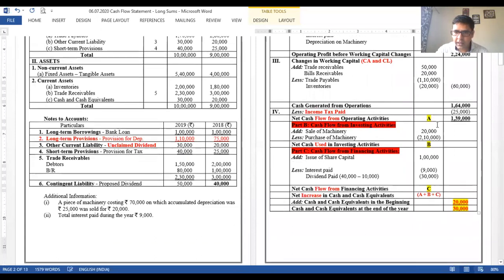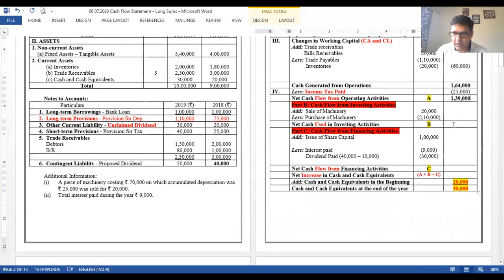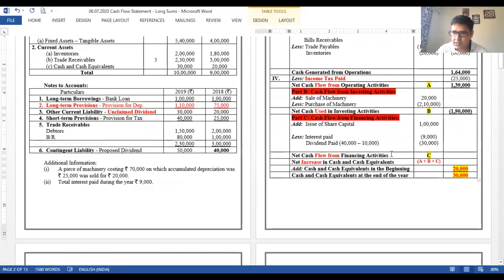Okay, next is the investing activity. 210,000 is negative, 20 is positive. So the final amount has to be negative. It has to be 1,90,000. 1,90,000 is negative, so cash used over here. I'm sure like we are used to this now. And now financing activity, 1 lakh minus 39, that's 61,000.